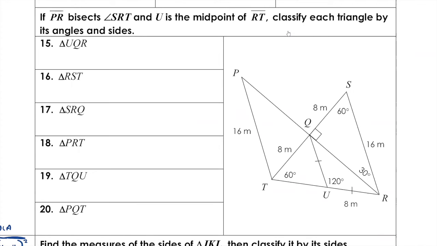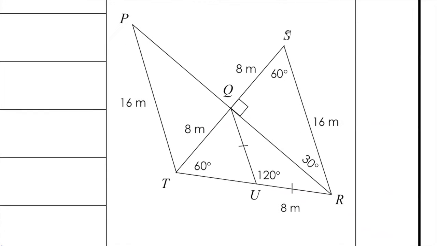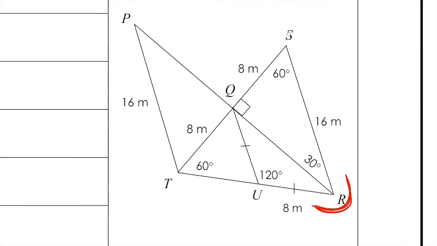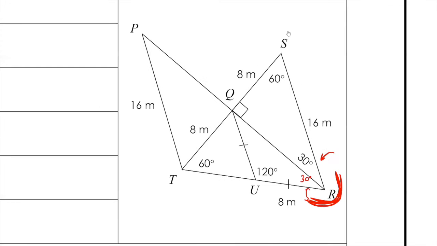Side conversations, weirdos. So PR bisects angle SRT. So what does it mean to bisect an angle? Go in the middle. What do you mean in the middle of it? Half. It cuts it in half. Yeah. So if one half is 30, what does the other half have to be? 30. Yeah. Okay, so that's one piece of our given.